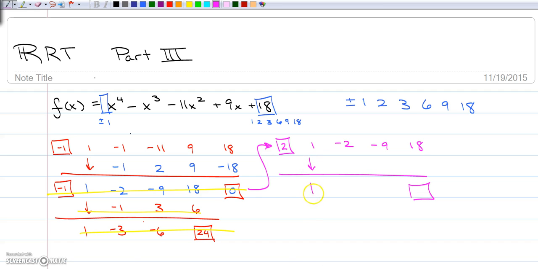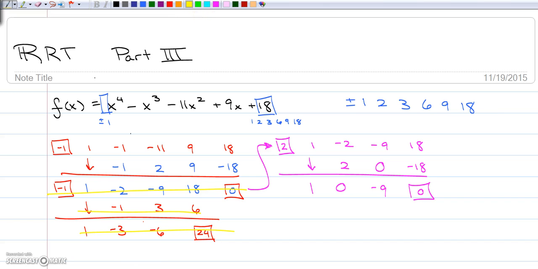Sending it down, 1. Multiply times 2 to get it back in there. 0. Interesting. Multiply that times 2 to get it back in there. Bring it down, negative 9. Times 2 to send it back in. Oh my God, Mr. Somerville, you must be a wizard or something, because you made it work out perfectly this time.